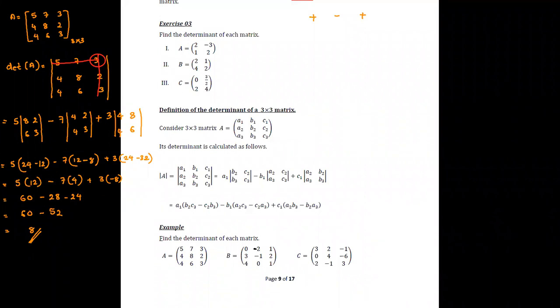If I write it here, matrix B is given as 0, -2 and 1, 3, -1 and 2, 4, 0 and 1. A 3 by 3 matrix. Then we need to obtain the determinant for matrix B. What we need to do is first write down the elements inside the notation.